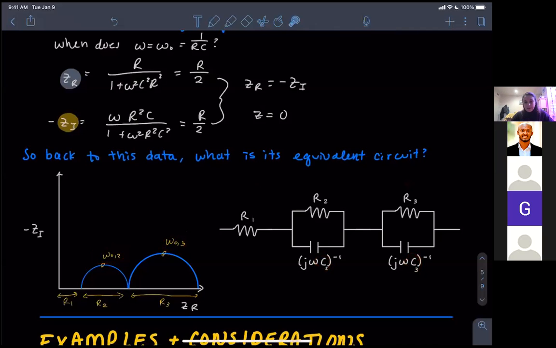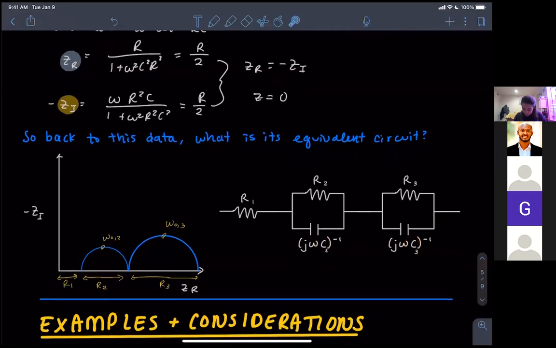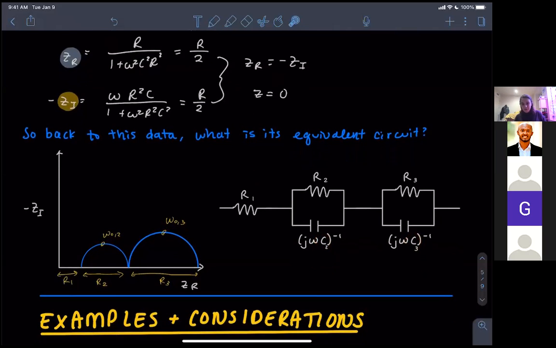Okay, that was a fairly simple-ish example. It's okay if I've lost you somewhere. But I'm going to go through some trickier ones now, or other things to consider that you might see in your data. So on to our examples and considerations.